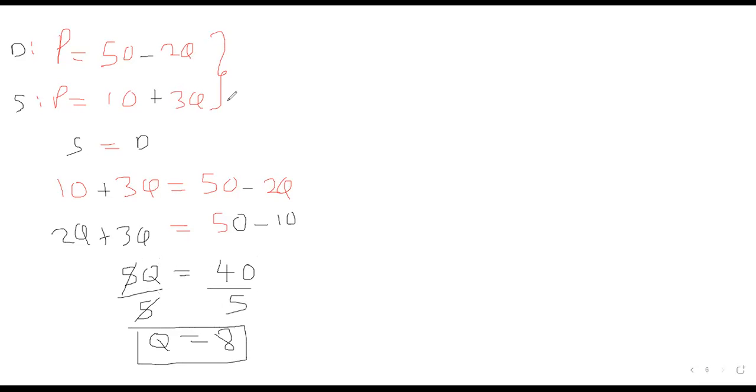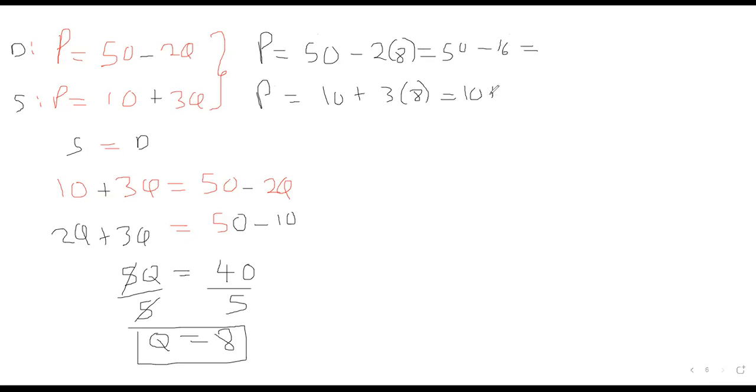8. We substitute this 8 in any of these equations. Since it's equilibrium, it will give you the same answer regardless of which equation you pick. So where there is a Q, we put 8. So this will be 50 minus what? Minus 16. What do we get? Or if you want, you can substitute it in here. 10 plus 3Q. So this will be 10 plus what? 24. What do we get? We get 34.